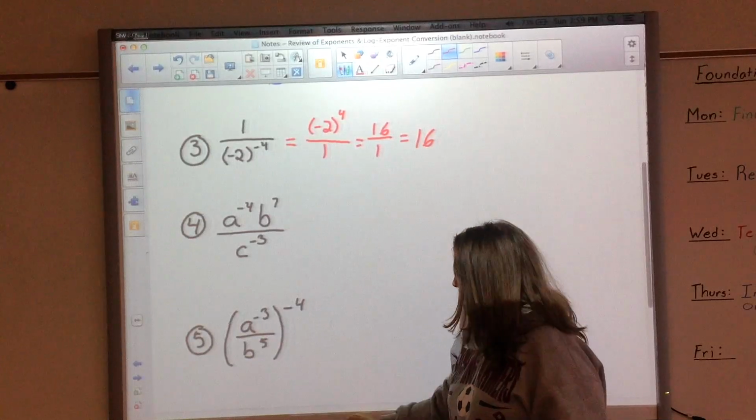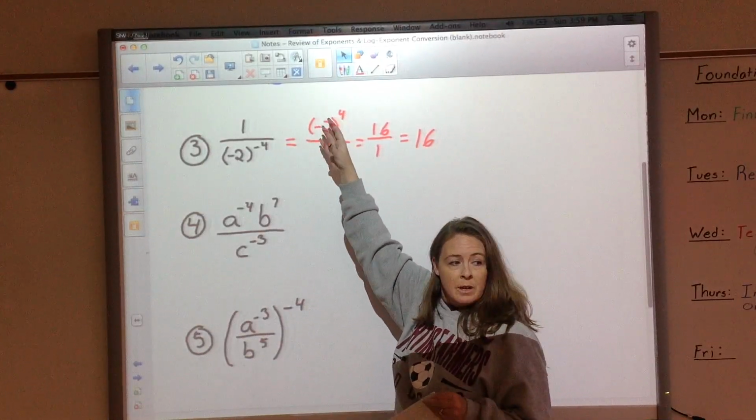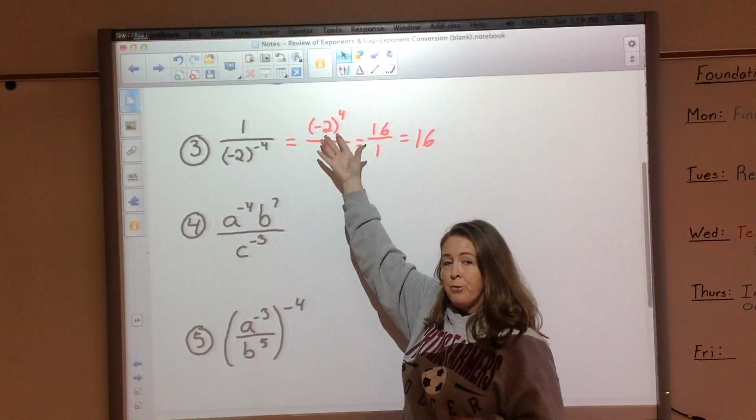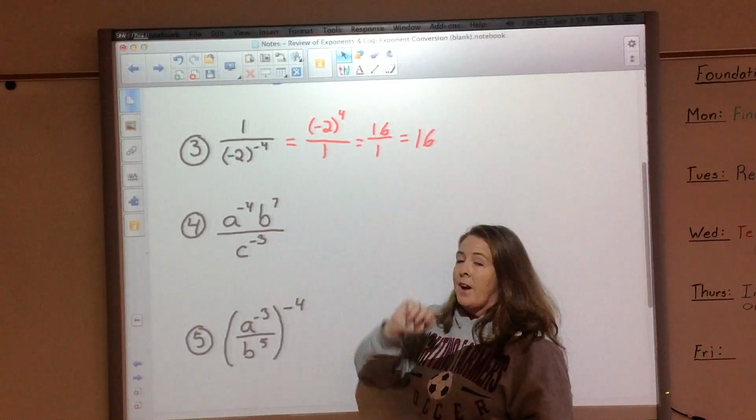That's it. If you can simplify this, you always do so. Sometimes it's going to be a large enough number that you'll leave it in exponential form, but most of the time, you've got a calculator, you can use it, simplify that to get a normal number.